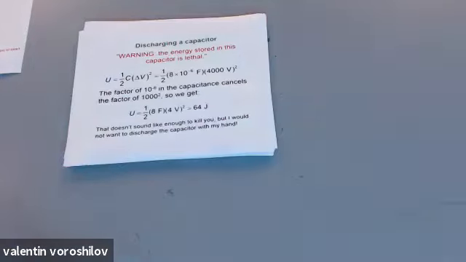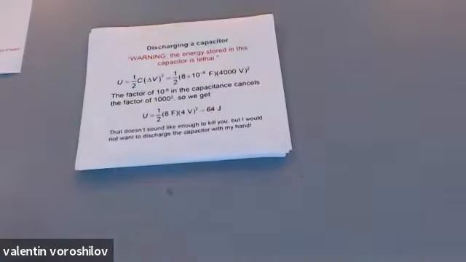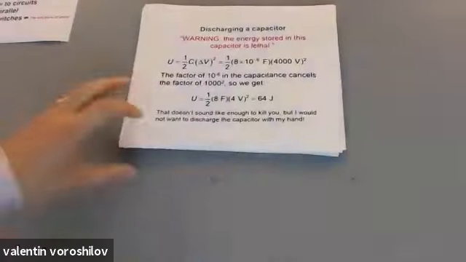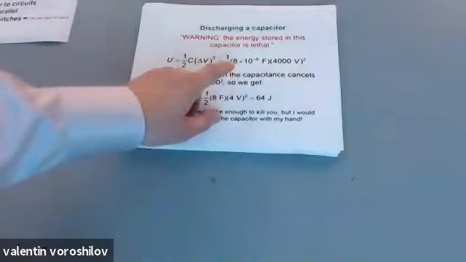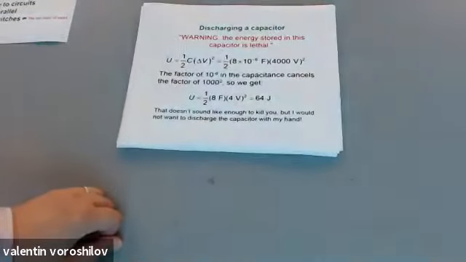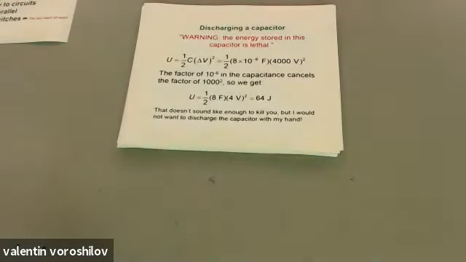Again, these are the topics we will learn. And this is the calculation of the energy of a capacitor. In this calculation, the capacitance is actually really small, just 8 microfarads, but the voltage applied is 4,000 volts, and the energy is 64 joules. It doesn't sound like a lot, but let's see what it actually does with an actual capacitor.